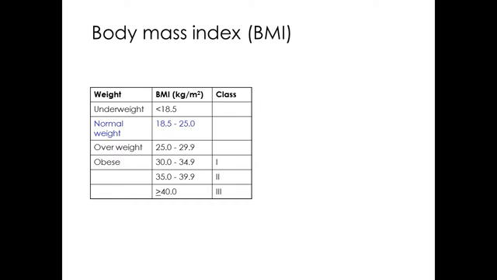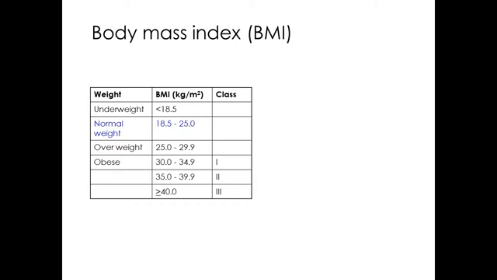Okay, so the criteria here. You have the underweight, the normal weight and the overweight criteria, and then obese is divided into class 1, 2 and 3. So generally you want your BMI to be in the normal range, which is roughly a BMI of 20 to 25.